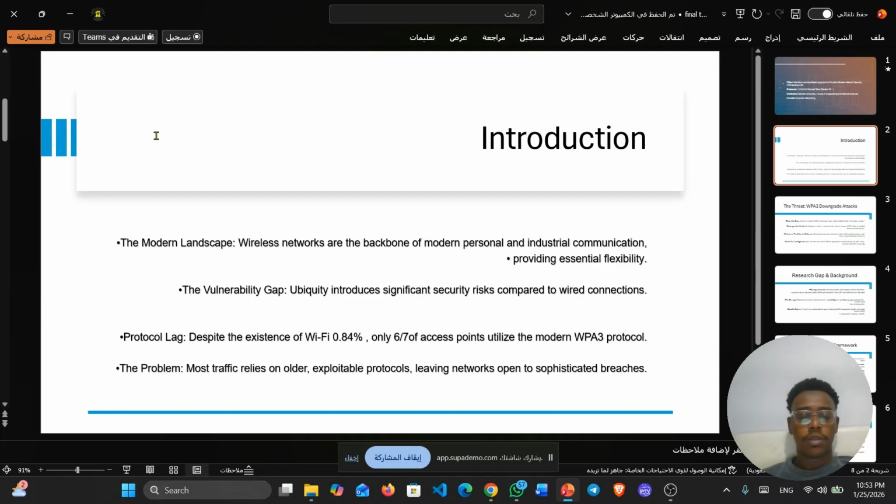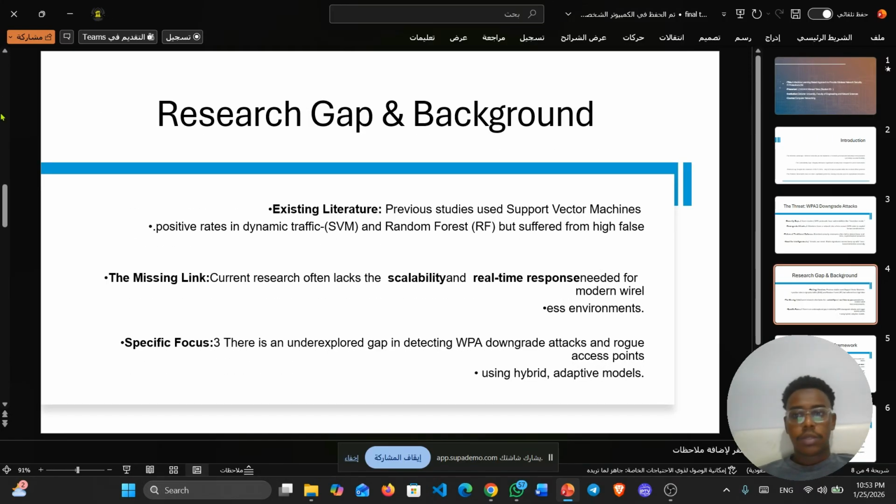My analysis of the current state of the industry shows a worrying gap. While our Wi-Fi speeds are getting faster, our security adoption is lagging. Less than 100% of networks are fully utilizing the latest protection. Let's go to the next section, the research gap and background.